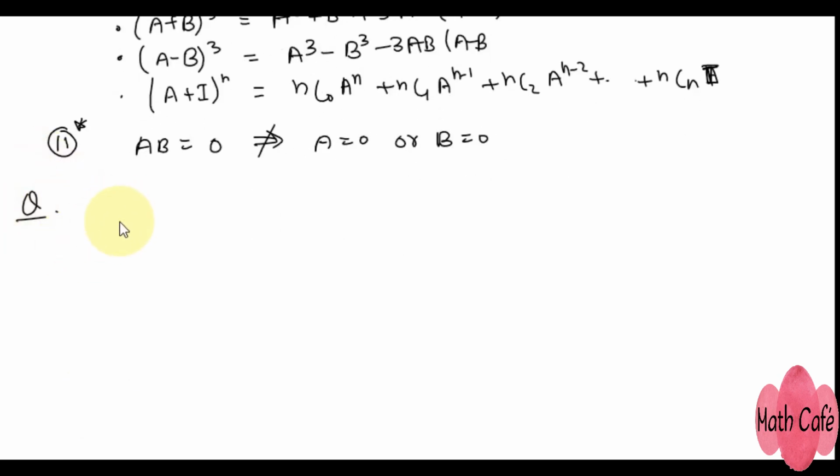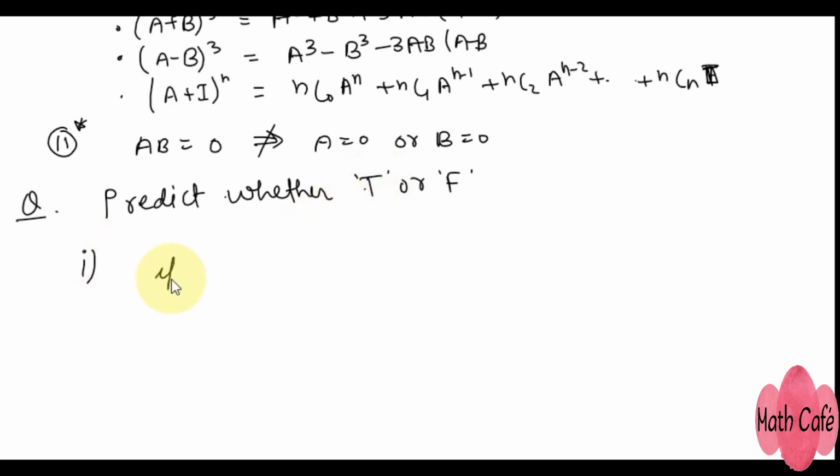Question is to predict whether the statements are true or false. So I will write some statements. You will have to answer whether the given statement is true or false. If the first statement says that if A equals B, that means determinant of A will be equal to determinant of B. So if two matrices are equal, then their determinant values will be equal. So I can say that this statement is true.